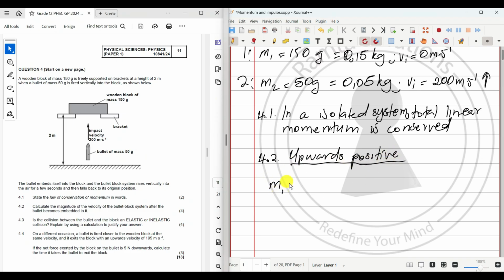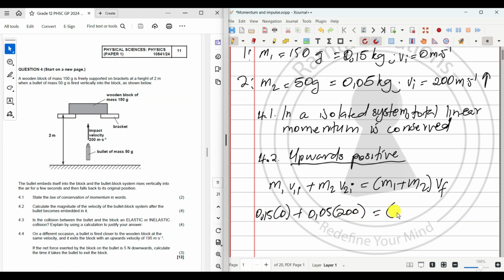So let's go. Mass 1 times initial velocity of object 1 plus mass 2 times initial velocity of object 2 equals mass 1 plus mass 2 times final velocity. Remember, they were embedded, the bullet was embedded into the block. So what is the initial velocity of, we said 1 is the block, so it is 0.15. Its initial velocity was 0. And the bullet was 0.05. Its initial velocity was 200 meters per second upwards.